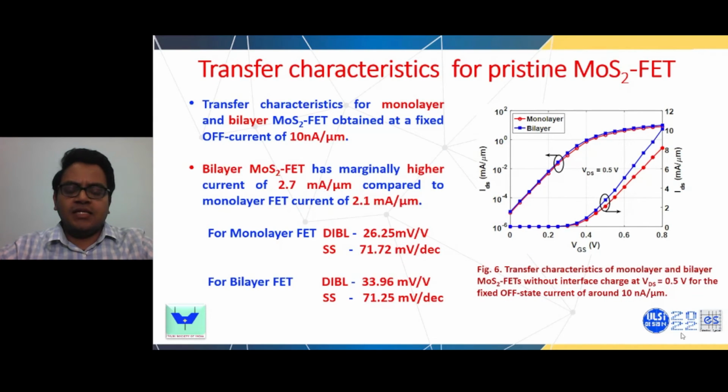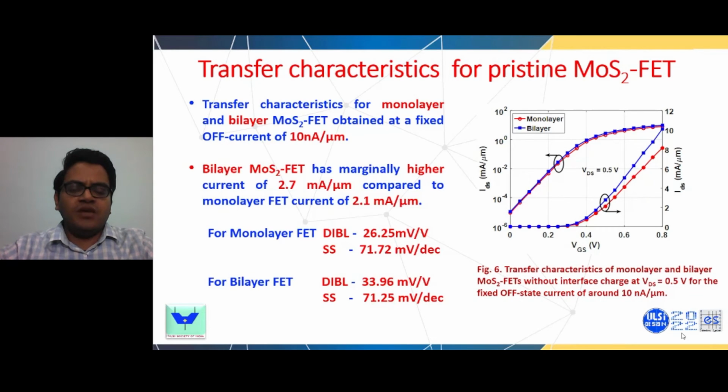Now we'll discuss the results from our simulation. First is the transfer characteristics for pristine monolayer and bilayer MoS2 FETs. It is shown in the figure the transfer characteristics for monolayer and bilayer MoS2 FETs obtained at a fixed off current of about 10 nanoampere per micrometer.